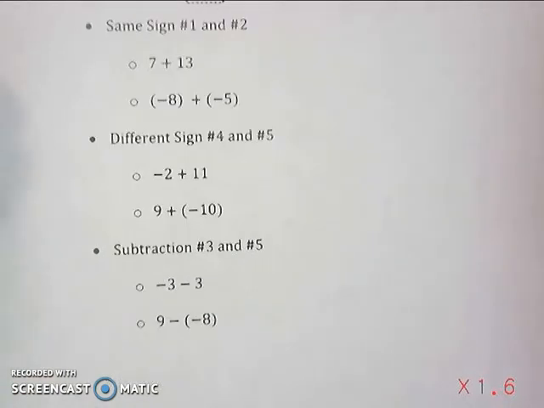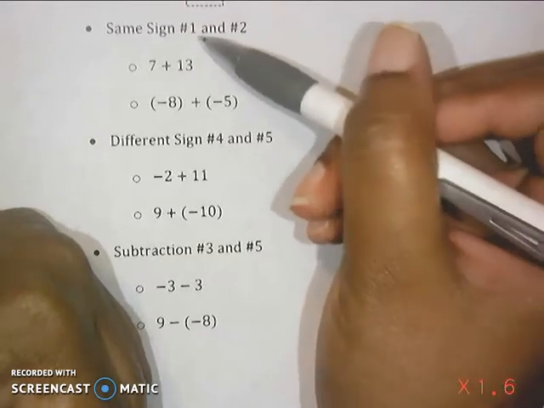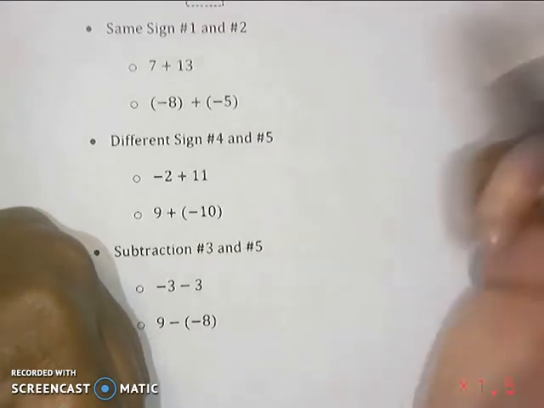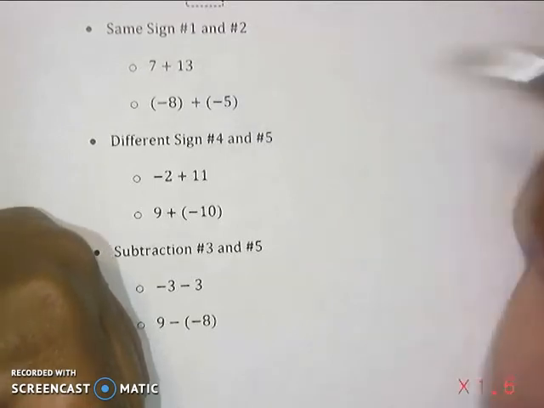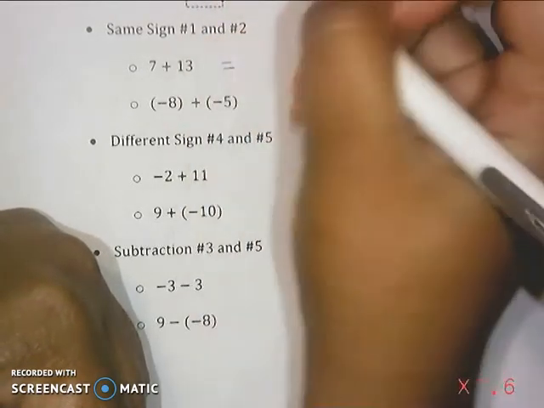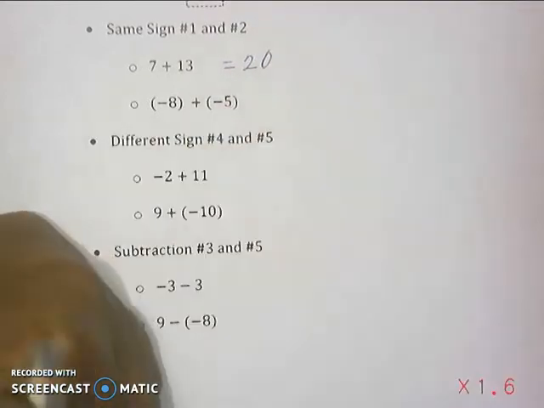This is where we get into the sum. Same sign, add and keep. Different sign, subtract. Keep the sign of the higher number, then it will be exact. So in the examples on this slide, we had 1 and 2. The signs are the same for 7 and 13, so we're just going to add and keep it positive. So that one will be 20.